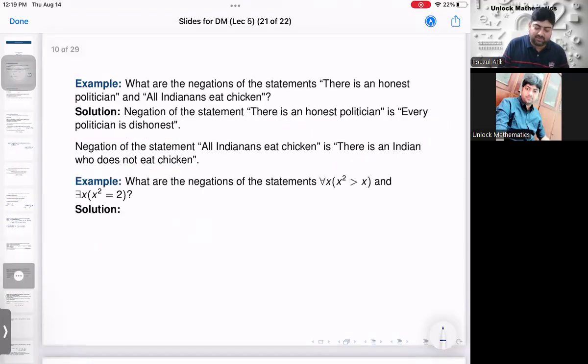Easy. We have one more example, that is a mathematical expression. What is the negation of this statement? For all x, x square greater than x. And what is the negation of this one? There exists x, not x square equal to 2. Very easy.